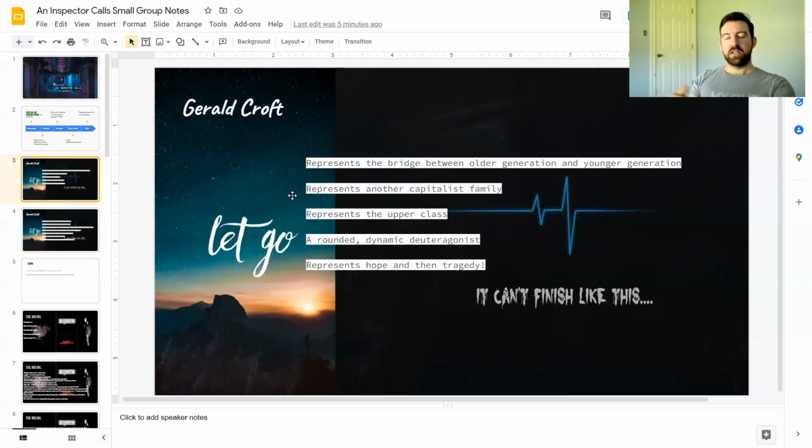So yeah, then Gerald comes back at the end of the play in Act 3, and he's had to think about everything. And we think that Gerald is quite a hopeful character. We think that Gerald might learn from his mistakes in the same way that Eric does and Sheila does, because Gerald is the bridge between the younger generation and the older generation, really.